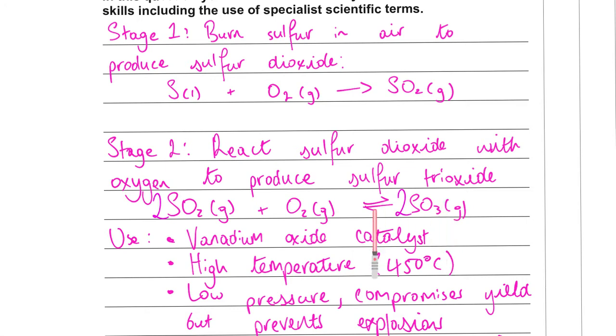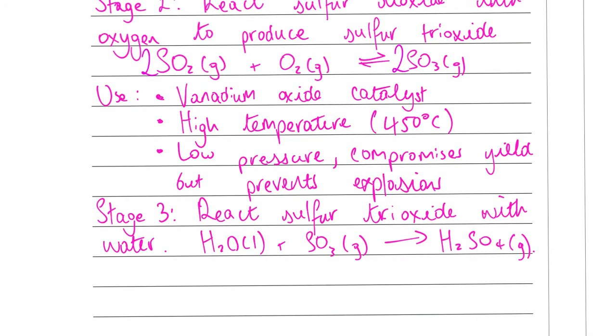And because it's a reversible reaction, I've then spoken about the 3 conditions. I know I've got vanadium oxide, I use a high temperature, and I have a low pressure to compromise yield but prevent explosion. So that's my conditions for that reversible reaction. My final stage is I'm going to react sulfur trioxide with water. And that's going to produce sulfuric acid. Okay, so that's your model answer for that one.